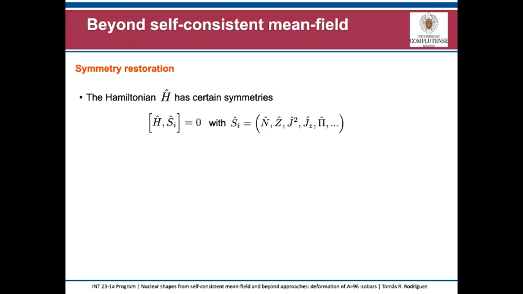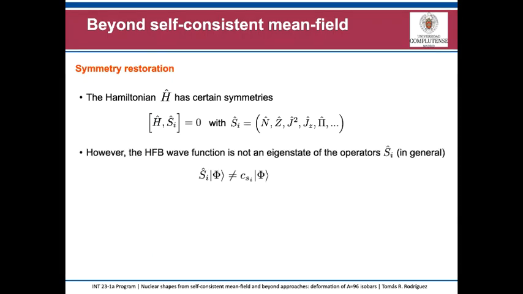So as you said, we have to have simultaneous eigenstates of the Hamiltonian and all these operators. The exact solution of the Hamiltonian will contain these quantum numbers. Then, from our mean-field approximation, these wave functions are actually not eigenstates of these symmetry operators.